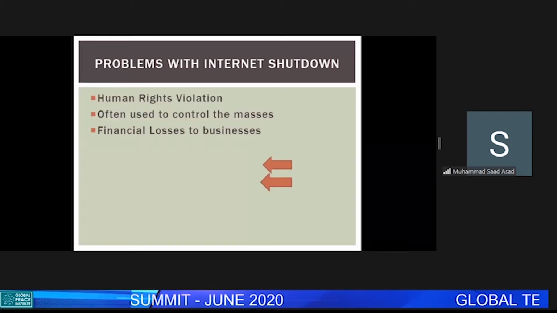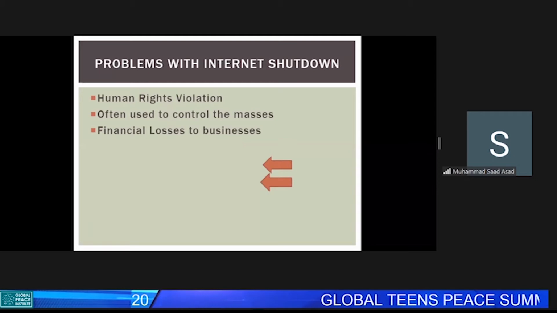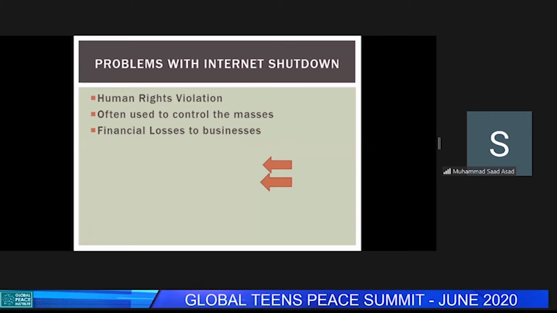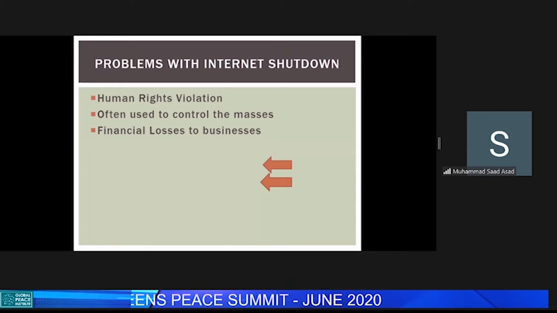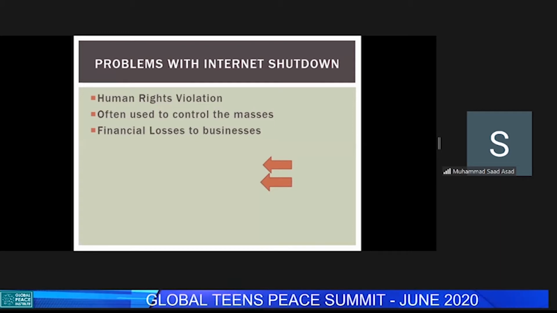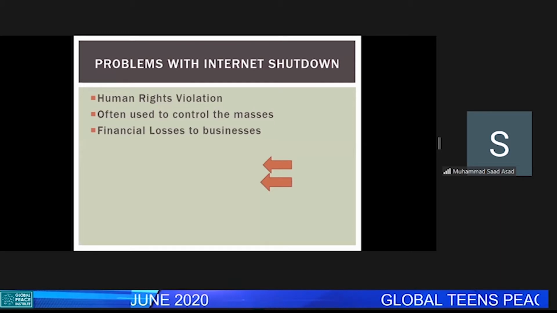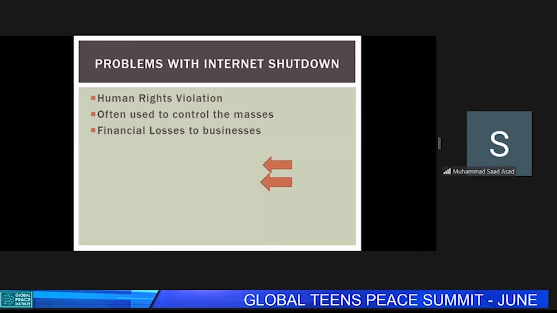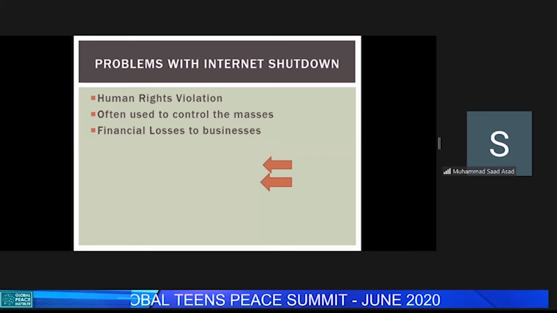So, what are the problems caused by shutdowns? Firstly, as mentioned, they are a violation of human rights. Secondly, they are often a tool to control the masses. For example, in 2019, we saw Iran shutting down their internet to prevent the public from organizing against them.